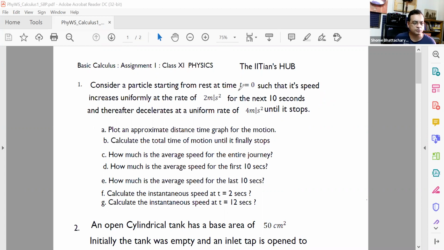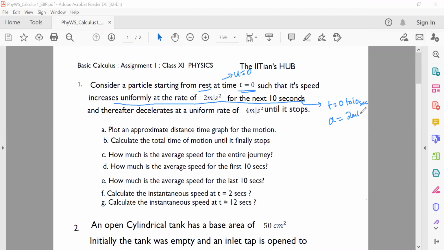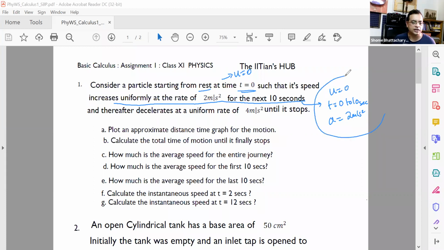It's given that it starts from rest at t equal to 0. So initial velocity is 0. Okay. Its speed increases uniformly at 2 meters per second square for 10 seconds. So this statement means that for t equal to 0 to 10 seconds, the acceleration has a uniform value of 2 meters per second square, and u is equal to 0. So this is one bit of information that I have.